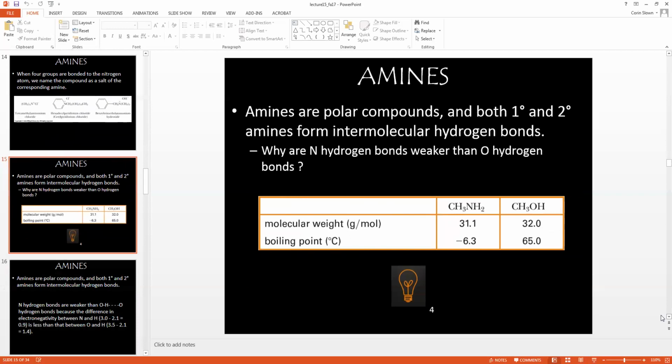And it's important for us to remember that amines are polar compounds, both primary and secondary amines form intermolecular hydrogen bonds. So if we think about hydrogen bonds and their significance, you might want to consider why the nitrogen-hydrogen bonds are weaker than the oxygen-hydrogen bonds. We can actually see that here if we take a look at the molecular weight and then the boiling point of these respective compounds. So what do you think?